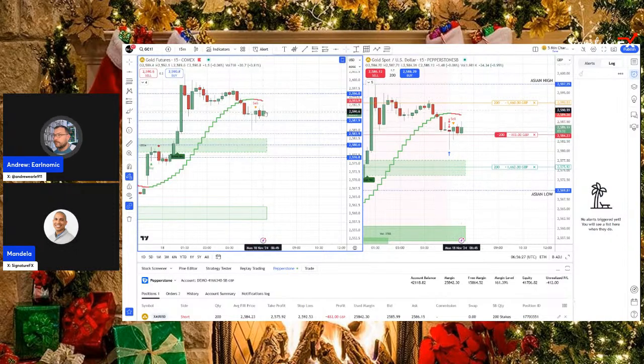So with gold, we just consolidated around this price. We have opened below this 9 moving average here.